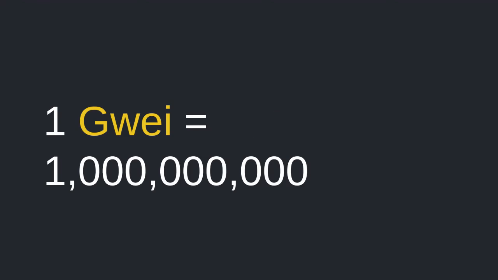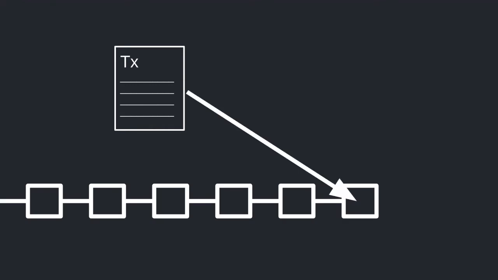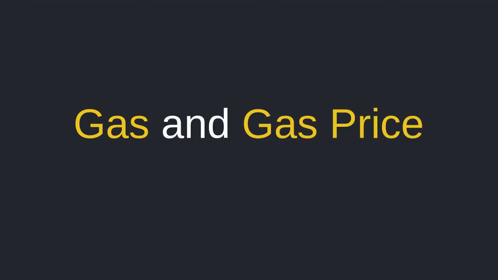Gwei stands for GigaWei, and it is equal to 1 billion Wei. The most common situation where you would see the word Gwei is when you submit a transaction to the blockchain. For the transaction fee, Gwei is used to set the gas price. Gas and gas price are the topics of the next video.